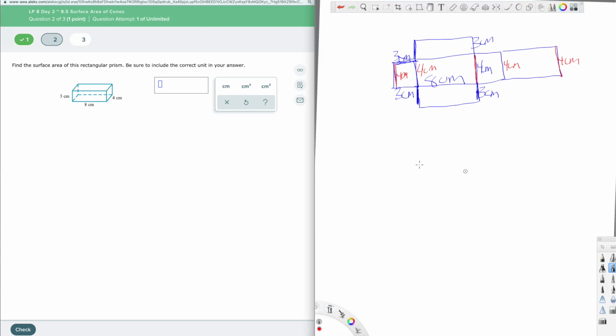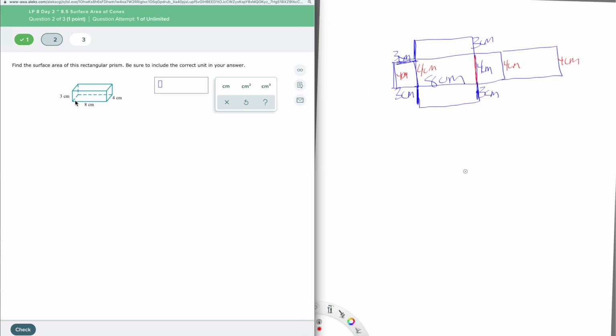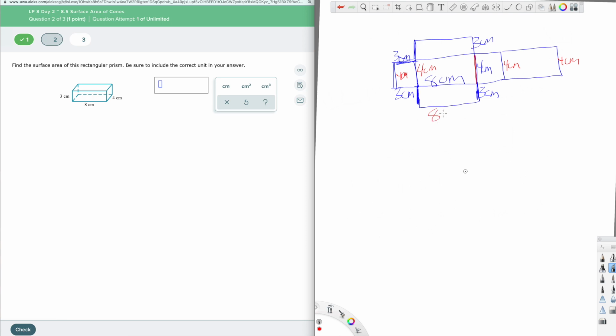Again, just kind of visualizing the net. How do I fill this in? And then we can also look at this 8 centimeters, same thing. This length down the bottom would have to be the same on all these lines going in the same direction. So I'd have to have 8 centimeters, 8 centimeters, and 8 centimeters, like that.